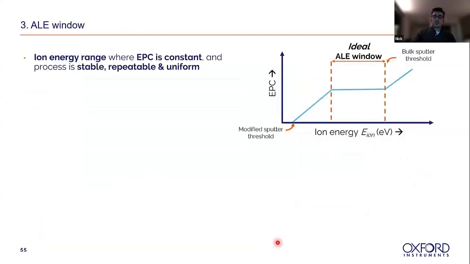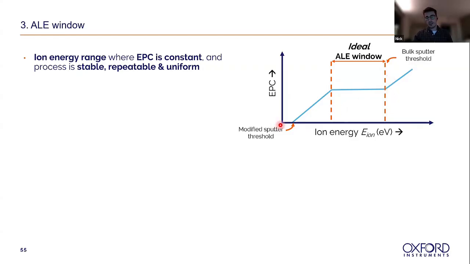The last process parameter that I'm going to talk about is the ALE window. This is the ion energy range where you have a constant etch per cycle, allowing you to get a very stable etch process. Looking here in the top right, we're plotting etch per cycle as a function of the instant ion energy. And in an ideal case, you'll see this kind of nice flat profile.